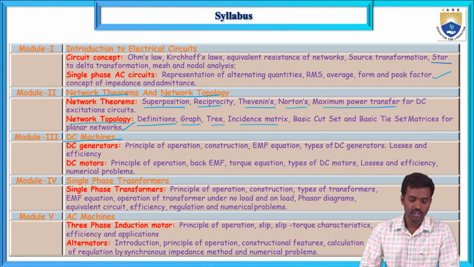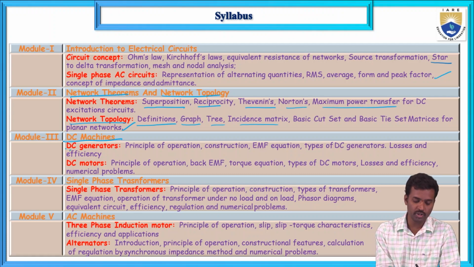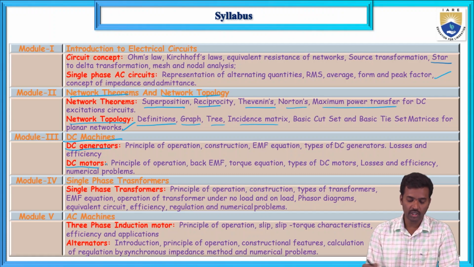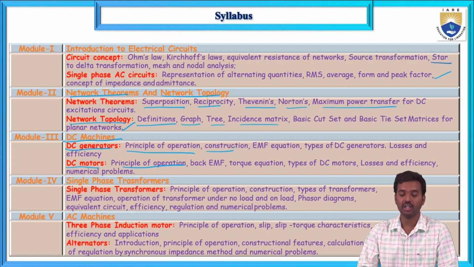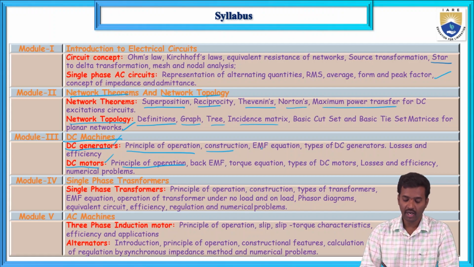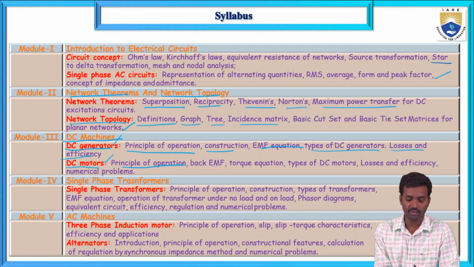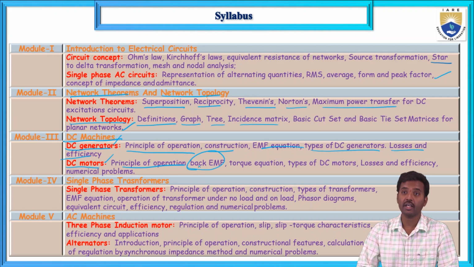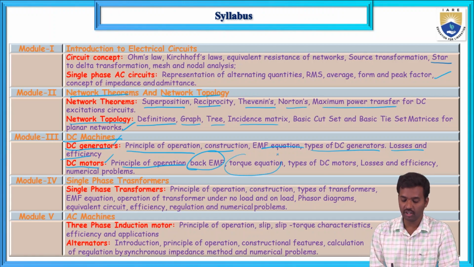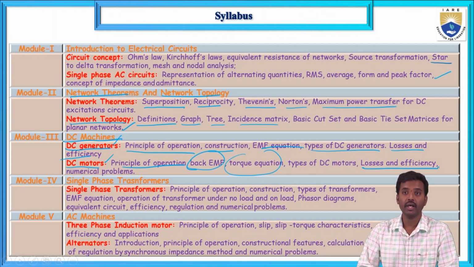And DC machines, that means DC generator and DC motor: the working principle of DC generator and DC motor. The construction of a DC generator and DC motor is the same. Then the EMF equation and types of DC generator, losses and efficiency; back EMF significance, torque equation and types; types of motors, losses and efficiency, and numerical problems on losses and efficiency.